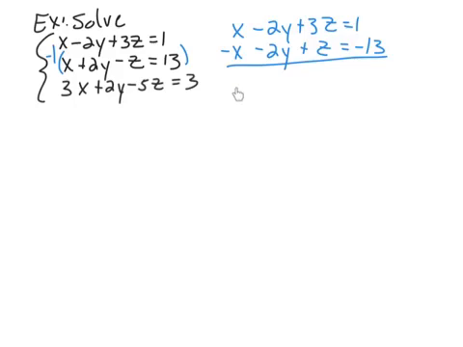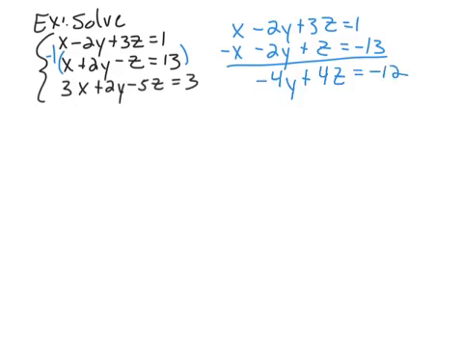X plus negative x, they're going to cancel each other. They're going to add to 0. So that one's done. Negative 2y and negative 2y is negative 4y plus 4z is equal to negative 12.